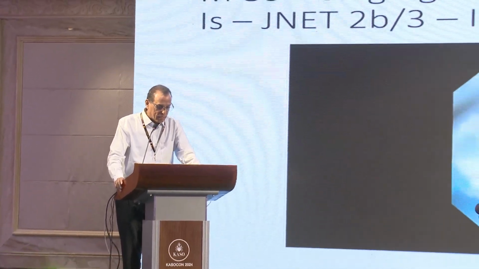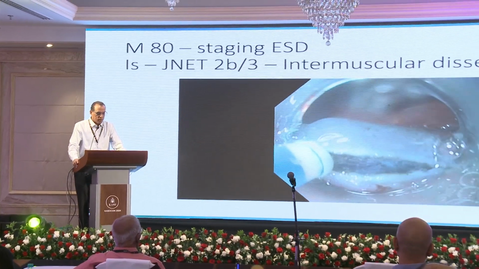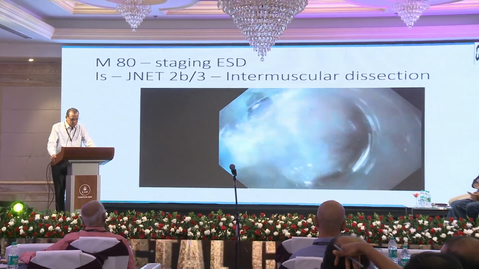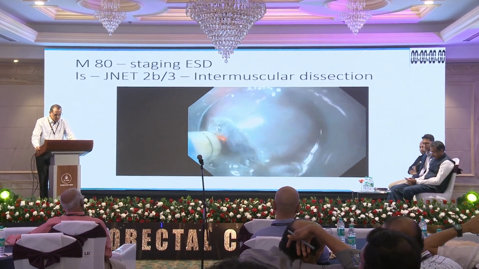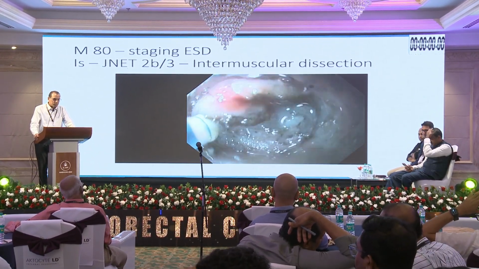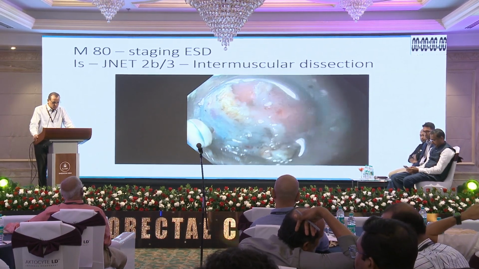This is a male, 80 years old, not a very good candidate. You can see this lesion is Japanese 2B to 3, and it is extending, probably touching up to the muscle. So we did an extended resection here. This is a rectal lesion. The patient would otherwise end up with a stoma. So we are just cutting.